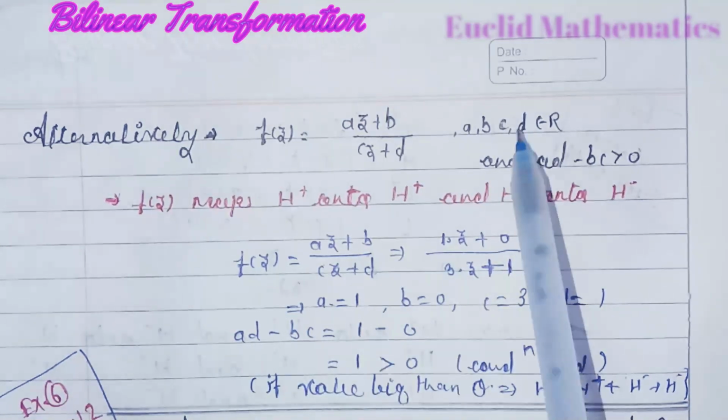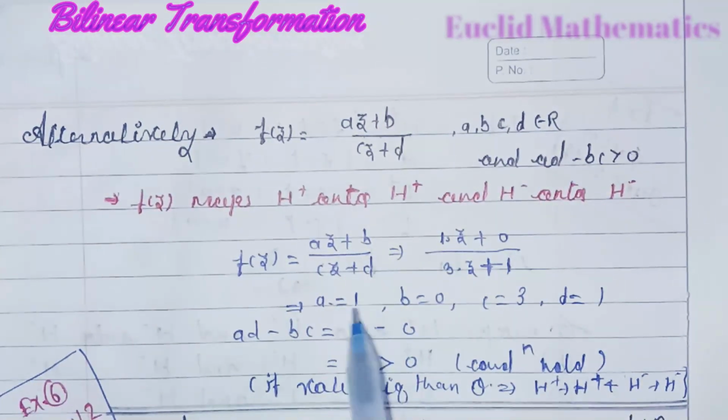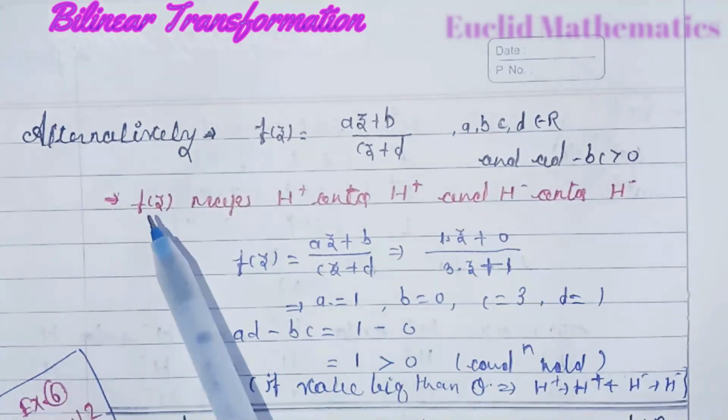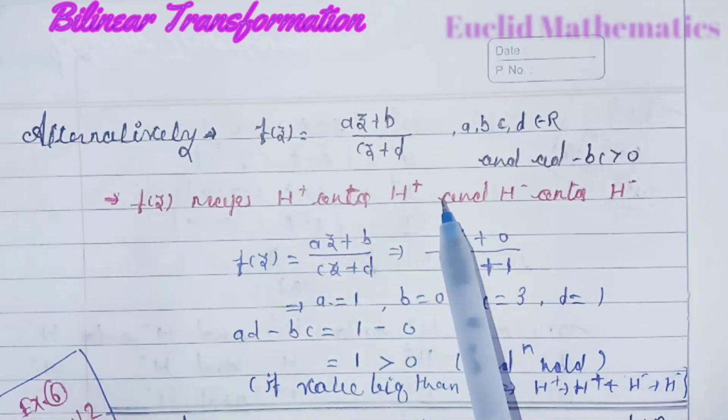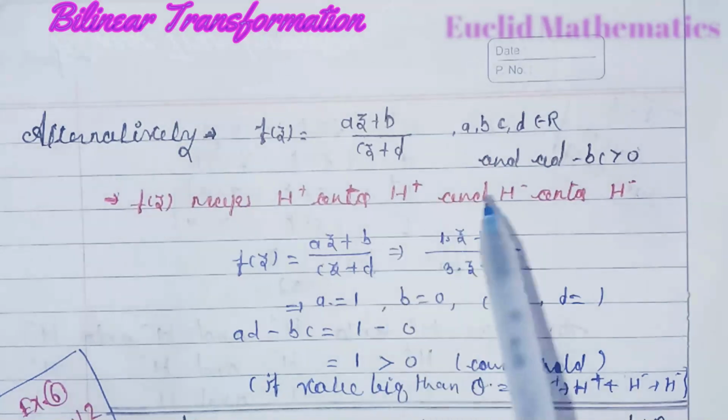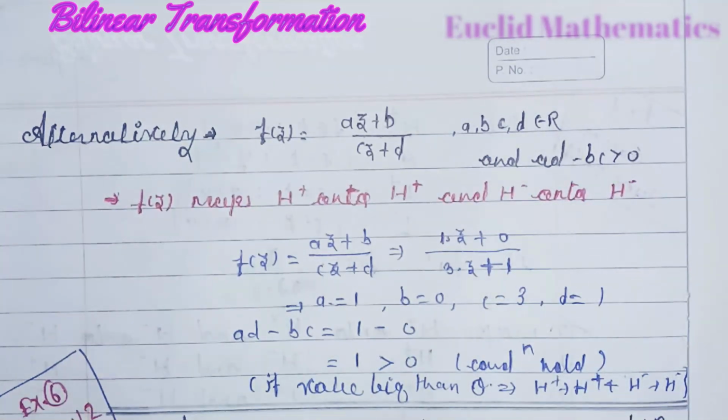So let's verify ad minus bc. a multiplied by d, which is 1, minus b multiplied by c, so 0 multiplied by 3 remains 0, so 1 minus 0 is 1, which is strictly bigger than 0. The condition holds for the first condition. So we can see that f of z maps h plus to h plus and h minus to h minus: upper half plane to upper half plane and lower half plane to lower half plane. I hope you all have understood the second, alternative method for the first example.